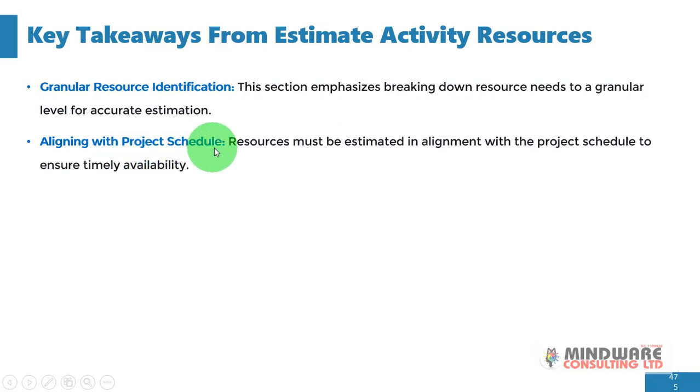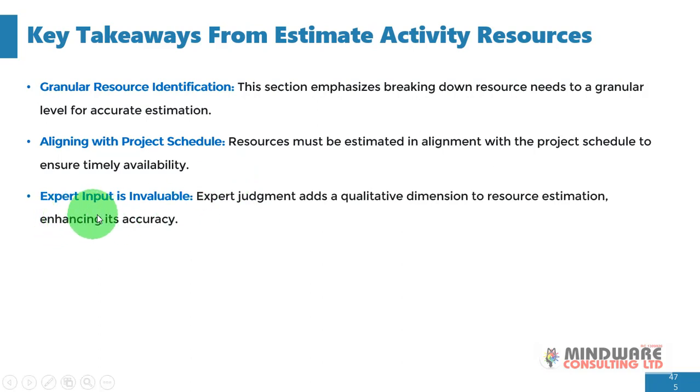Aligning with project schedule. Now this is very, very important for successful project execution. Resources must be estimated in alignment with the project schedule to ensure timely availability. So you're going to have to be checking and marking, all right, your project schedule with the resource availability to ensure proper alignment.